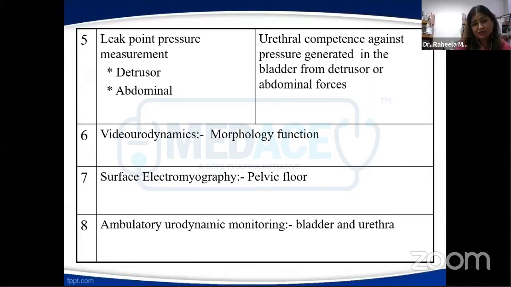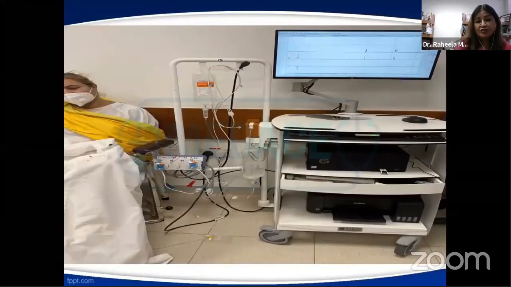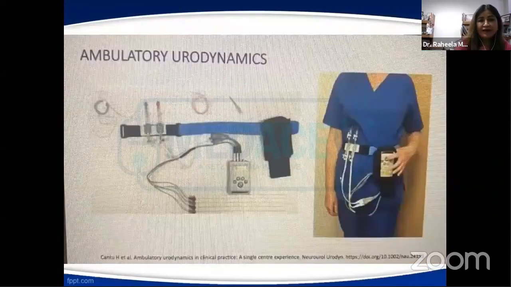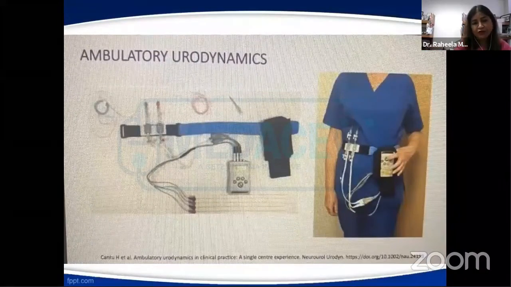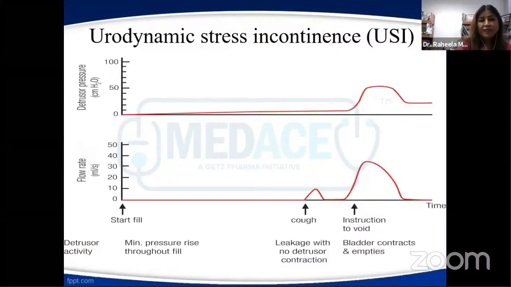So this is our MMS system machine. Aasem and Shahzad would love it because this is so far the best. And this is ambulatory, which hopefully we'll get soon. And this is the diagnosis that we established. We ask the patient to cough, and if there's no detrusor contraction and there is a leak, then this is urodynamic stress incontinence.